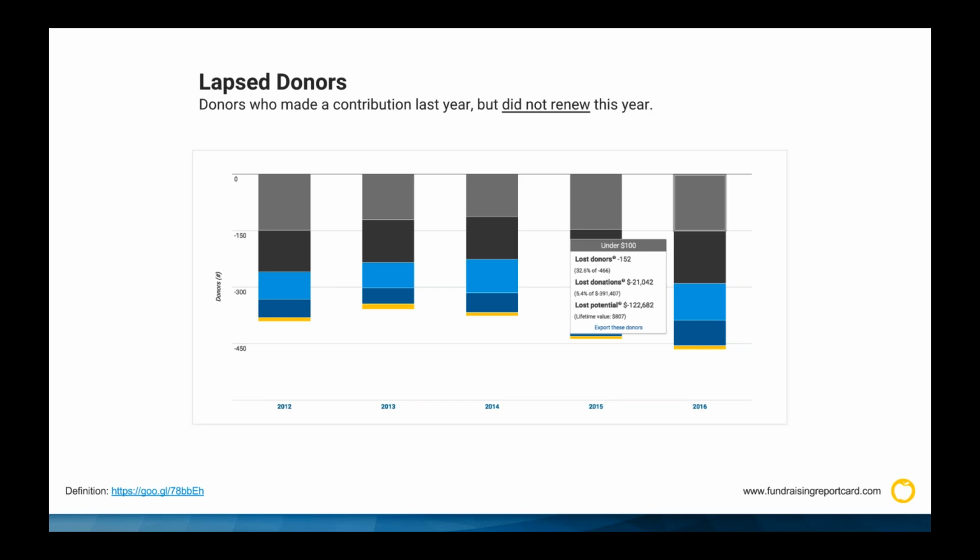Lapsed donors. So the opposite of acquisition, right? So donors who made a contribution last year but did not renew this year. Again, we have another little visualization here. We're going to dive a little bit deeper into lapse because it's frankly, I don't want to say more important than acquisition, but tying in with the concepts of retention, they're both very important. Lapsed kind of hits you in the face a little bit more. These are people who are leaving the organization.